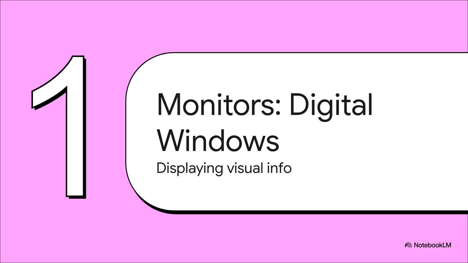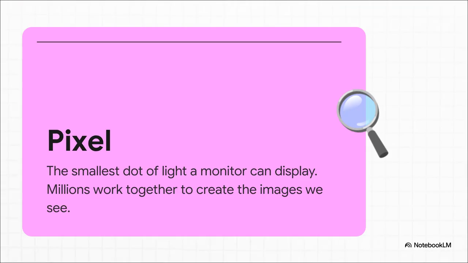Let's kick things off with the output device we probably use more than any other, the monitor. I mean, whether it's on your desk, your laptop, or right there in your pocket, a screen is our main window into the digital universe, showing us everything from text and pictures to videos. So, how does a screen actually make an image appear out of nowhere? Well, it all comes down to this tiny fundamental building block called a pixel. You can think of a pixel as just the smallest little dot of light a monitor can possibly create. By itself, it's not much, but when you get millions of them working together, that's where the magic really happens.